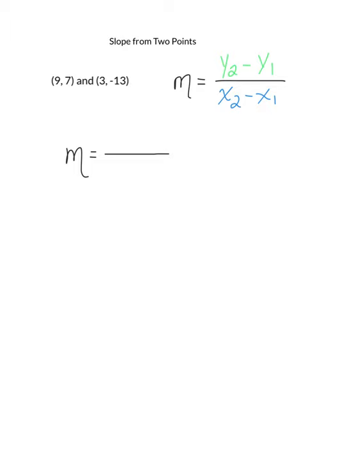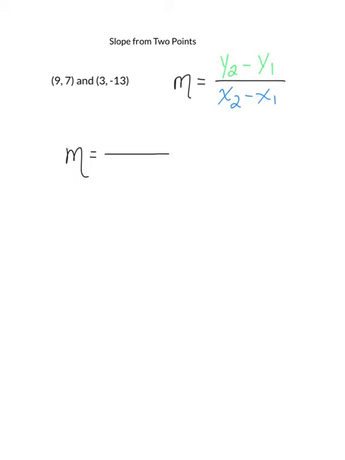Let's review slope from 2 points. Given 2 points, if you're asked to find the slope, we're going to use the formula m equals, we're going to subtract the y coordinates on the top and our x coordinates on the bottom. So let's look at the ordered pairs in the example.